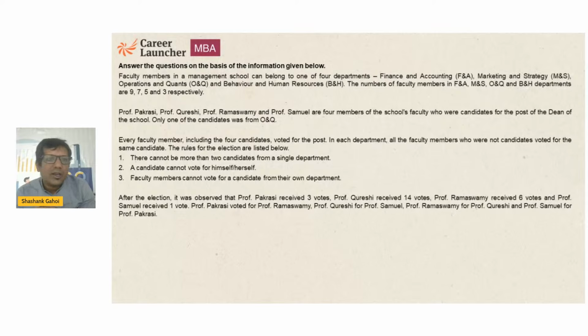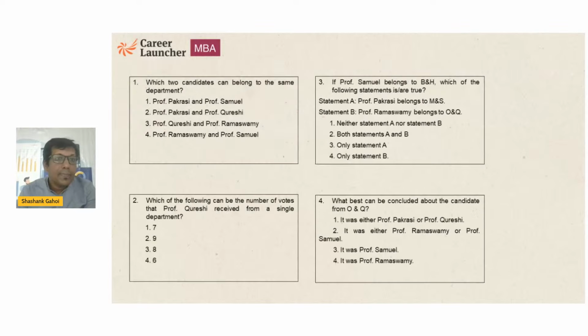So basically, Professor P, Professor Q, Professor R, Professor S are four members of the school faculty who were candidates for the post of dean of the school. Only one of the candidates from O and Q. So basically, there are four departments, and in every department there are a certain number of faculty members, and then some other conditions are given. Okay, now let's read. Which of the following candidates can belong to the same department? So I'm going to use the options. Which of the following can be the number of votes Professor Q received from a single department?